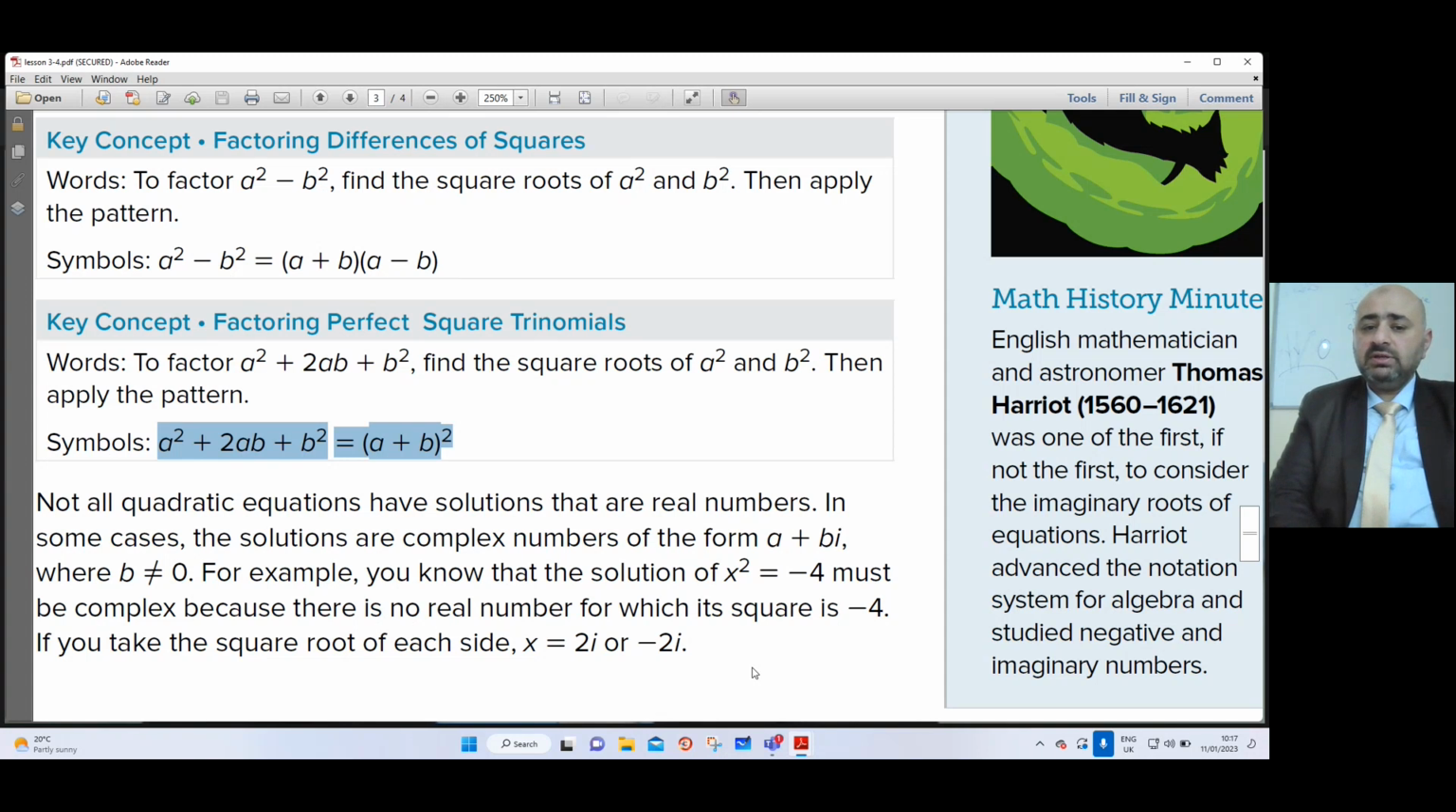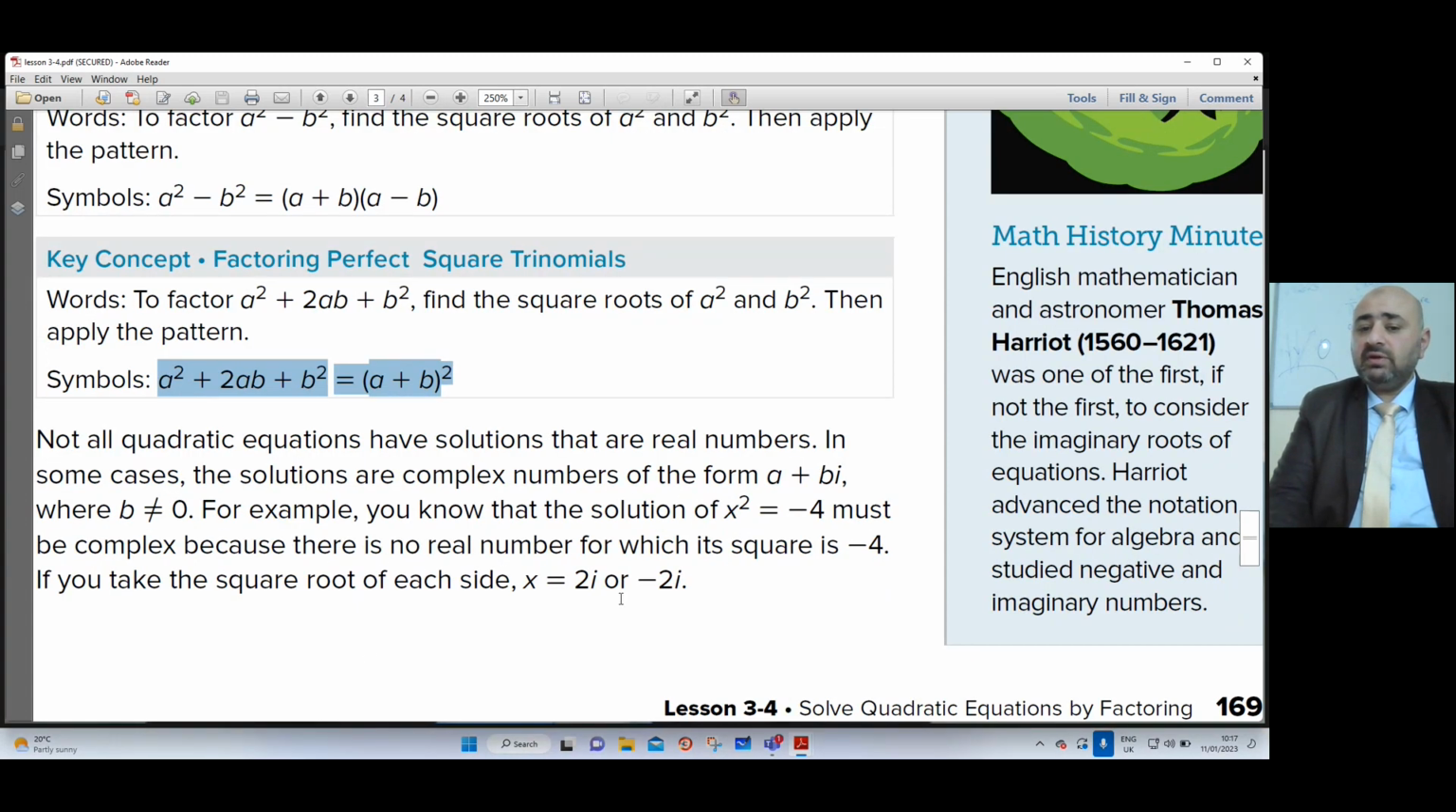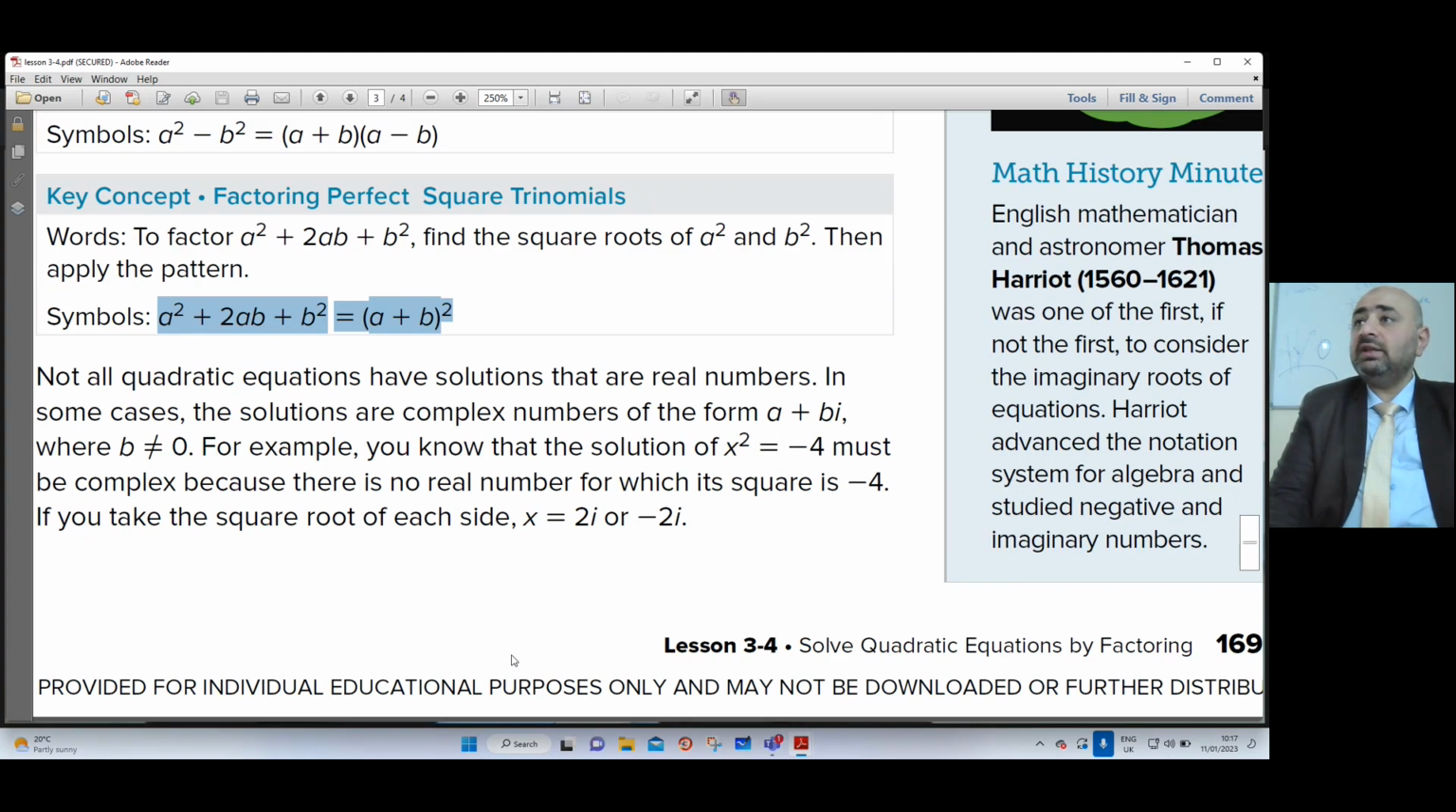Not all quadratic equations have solutions that are real numbers. In some cases, the solutions are complex numbers of the form a plus bi, where b doesn't equal zero. For example, you know that the solution of x squared equals negative 4 must be complex because there is no real number for which its square is negative 4. If you take the square root of each side, you will get x equals 2i or negative 2i.